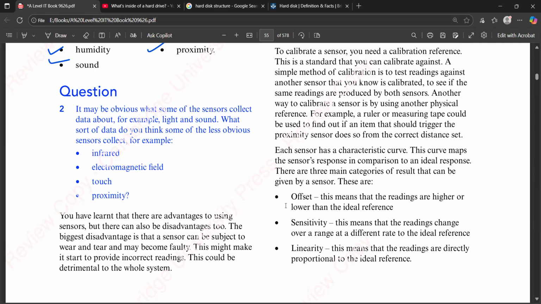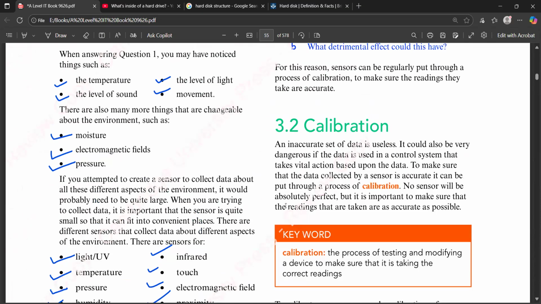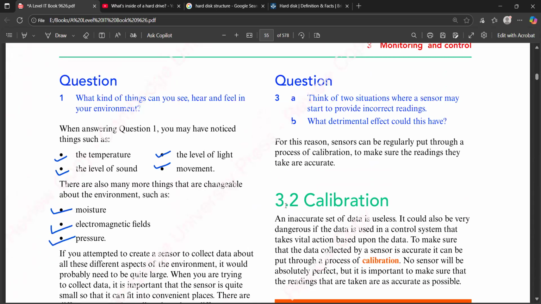Okay, that's correct. Now, we have learned that there are advantages of using a sensor, but there can be disadvantages too. The biggest disadvantage is that a sensor can be subject to wear and tear and it may become faulty. This might make it start to provide incorrect readings, so this could be detrimental. For this reason, sensors need to go through the process of calibration. Do you know what this calibration is?